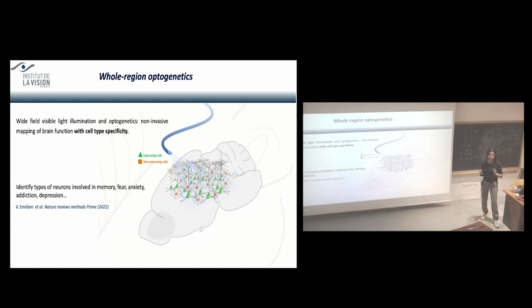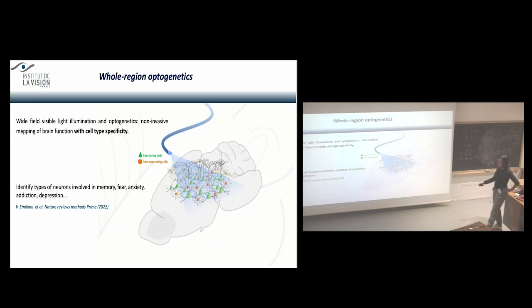And plus, we can not only correlate a specific behavior with a specific brain region, but we can start to correlate a behavior with a specific cell type. Okay, so this is the huge revolution of optogenetics, mapping brain function with cell type specificity. And so there is a very large number of works. With this approach, people have started, for example, to find the neurons involved in memory, in fear, anxiety, addiction, depression, and so on.